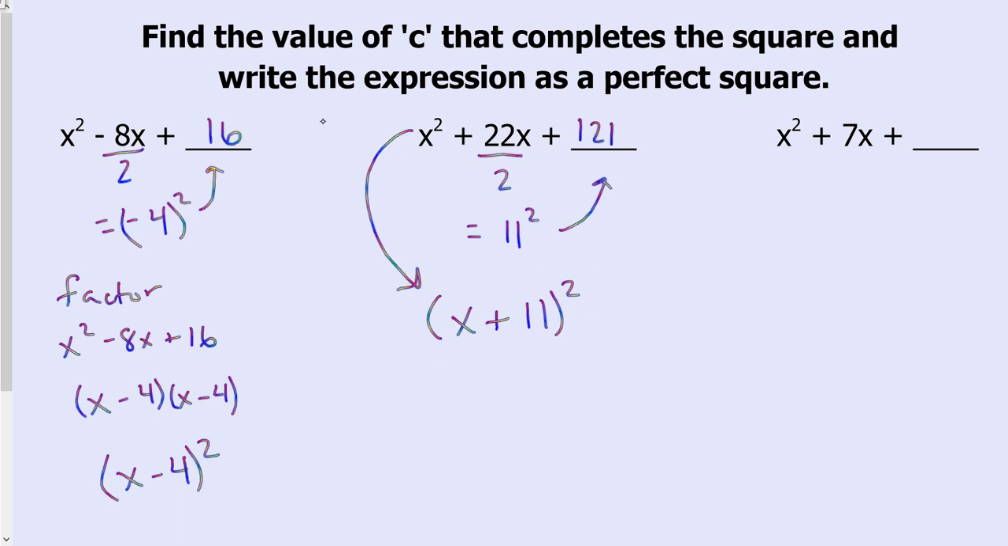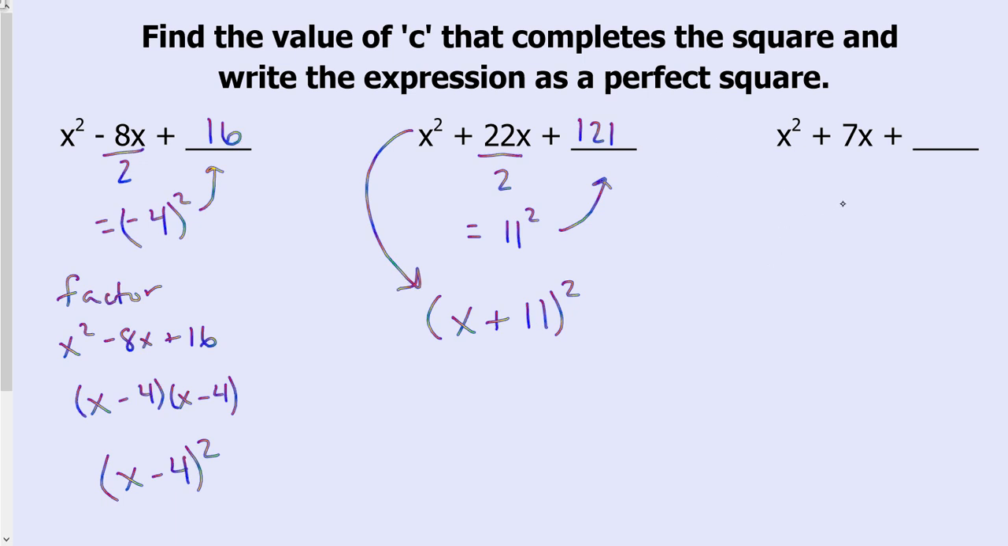Now, hopefully you've also noticed something. Over on this first problem, we had -4 and we squared it and it factored into x minus 4 squared. Minus 4, minus 4. Coincidence? I think not. Because over here we have 22 divided by 2 is 11, and when we factor that, we get x plus 11 squared. So 11, 11. Looks like we got an easy way to write the factorization.